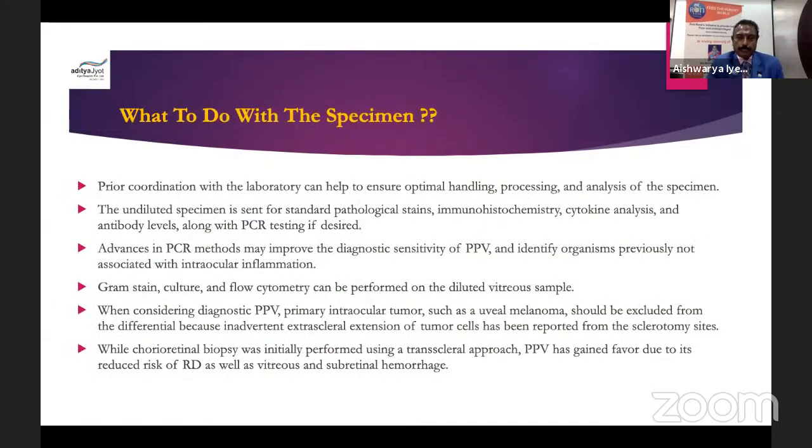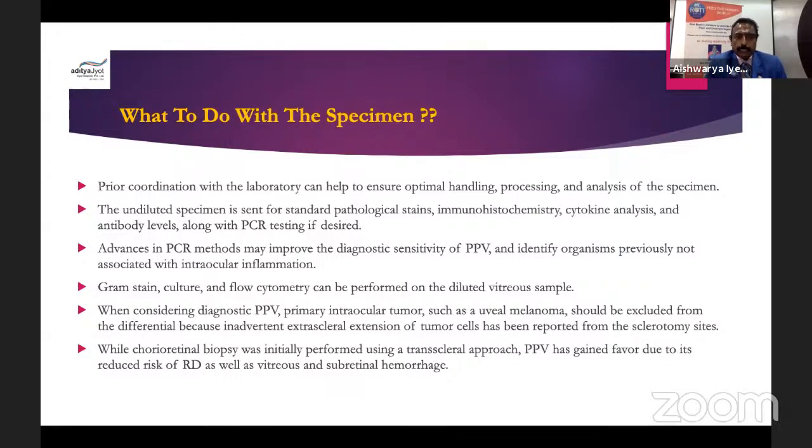What to do with the specimen? I suggest every uveitis specialist have a collaboration with a vitreoretinal surgeon wherever they are, and also collaboration with a lab like Shankar Nethralaya. There are many labs, but you have to find out where you are working and how you can send them.